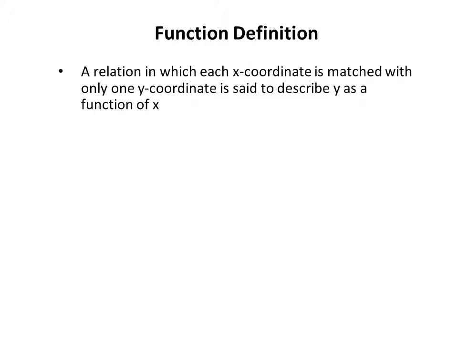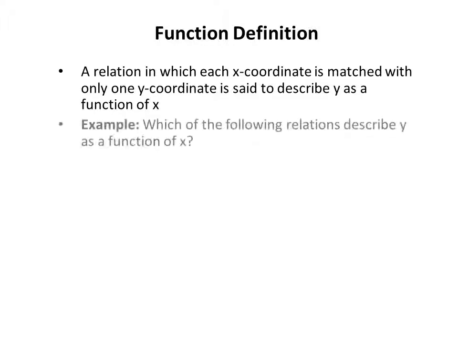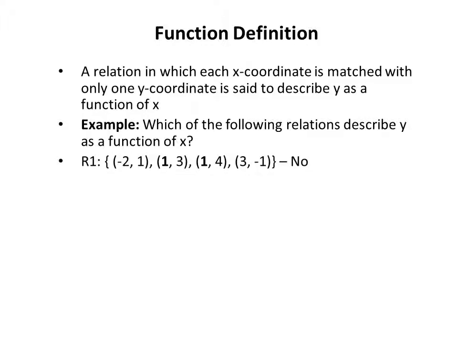So I have presented two relations here, in relation to the x-axis and y-axis. Looking at the first one, you see negative 2 comma 1, 1 comma 3, 1 comma 4, 3 comma negative 1. Does this relation comply with the definition of a function? Or does this relation describe y as a function of x?